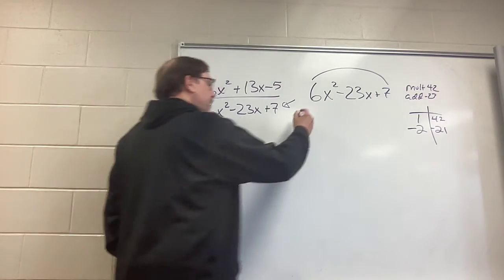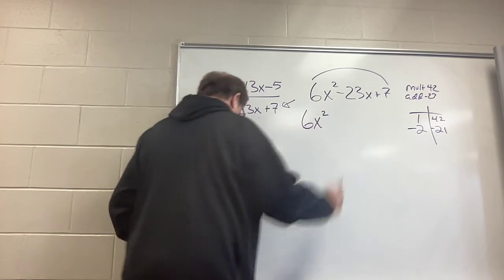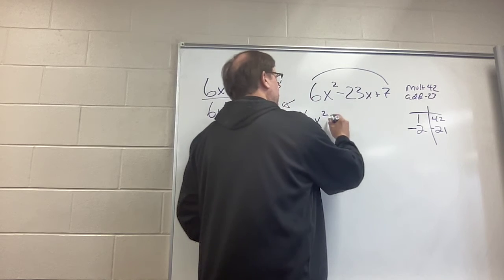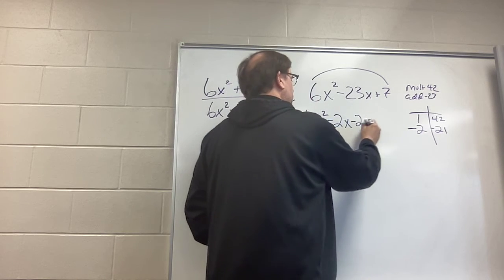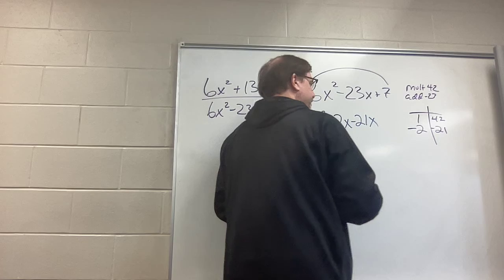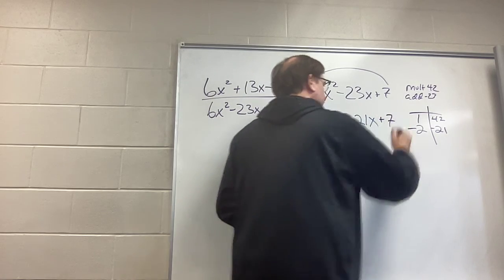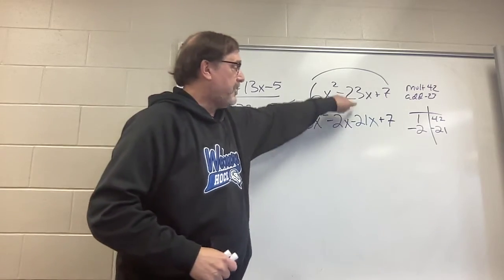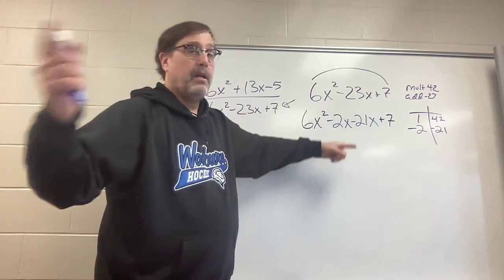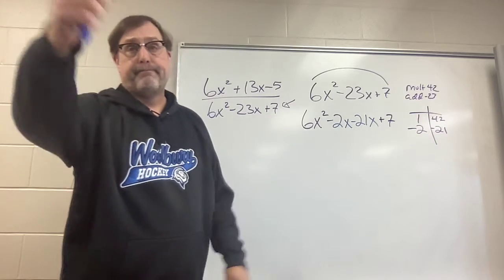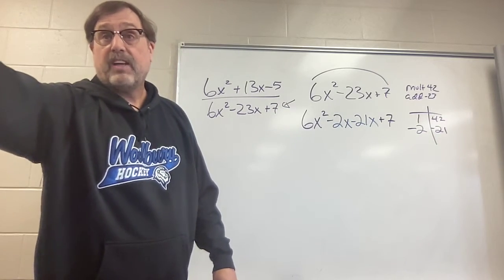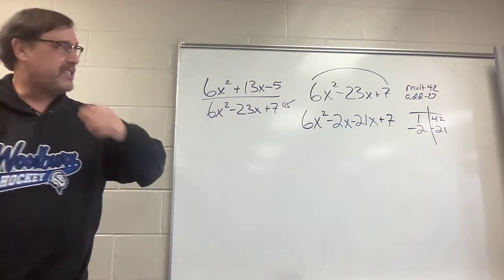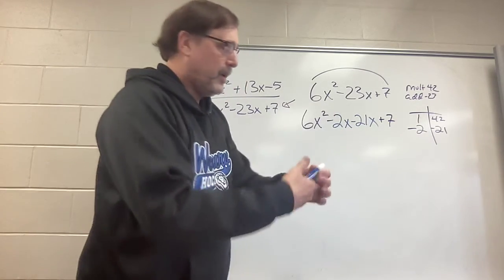All right. We write 6x squared, and now we take these two. Minus 2x minus 21x. Right now, for 2 seconds, turn to your neighbor and say, hey, that's the same. There you go. We just replaced, substituted this for this.